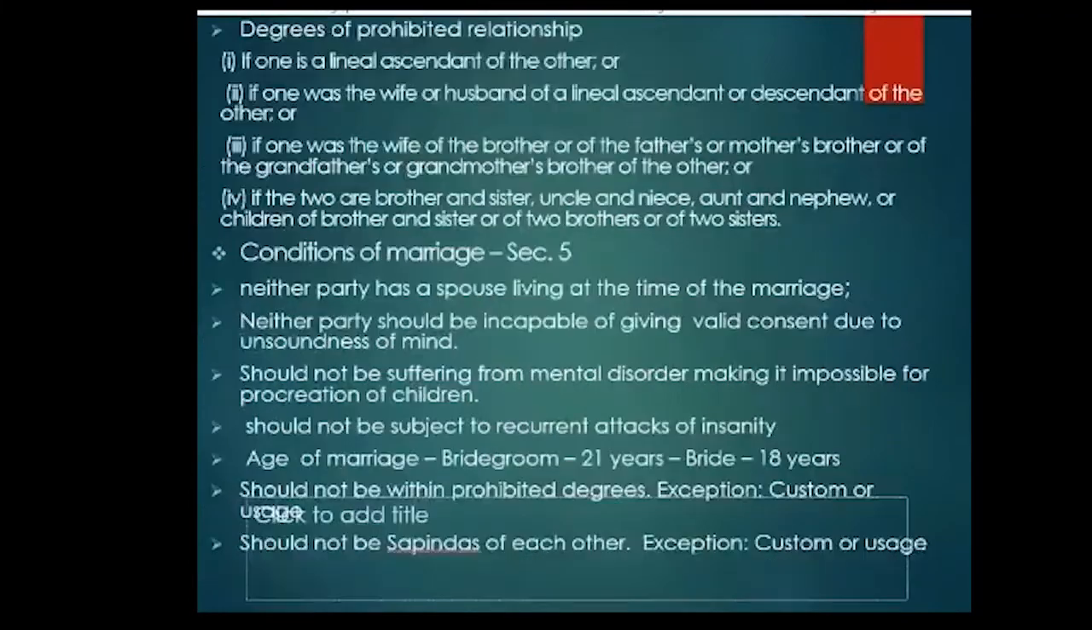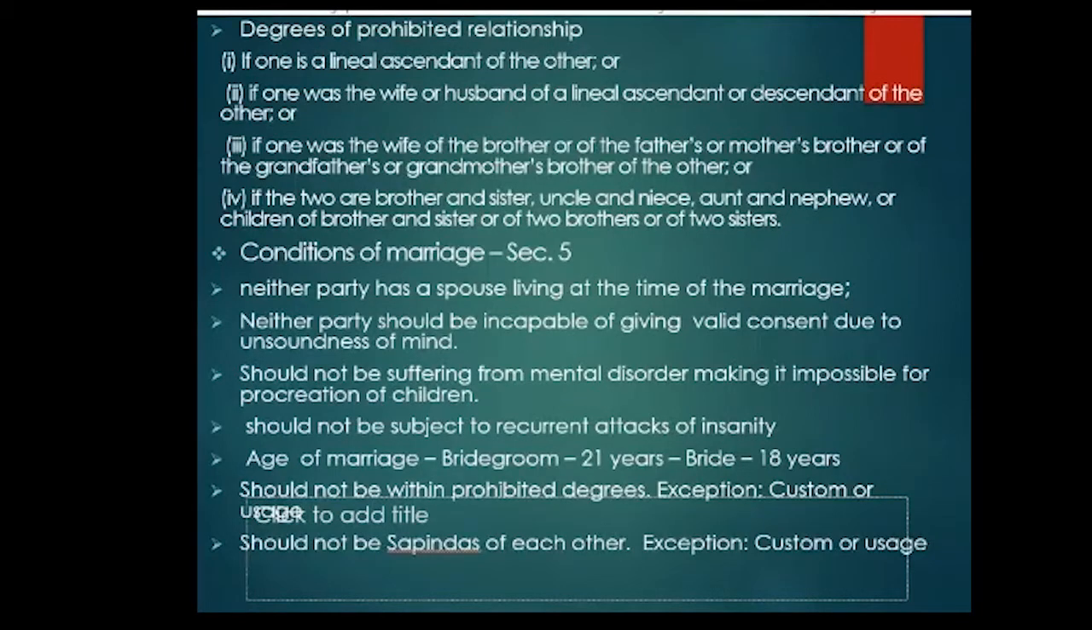So there are degrees of prohibited relationship, which means a relationship that is prohibited. If one is a lineal ascendant of the other, or if one was the wife or husband of a lineal ascendant or descendant of the other, or if one was a wife of the brother or of the father's or mother's brother, like that, very close blood relationships will be prohibited and come under degrees of prohibited relationships.